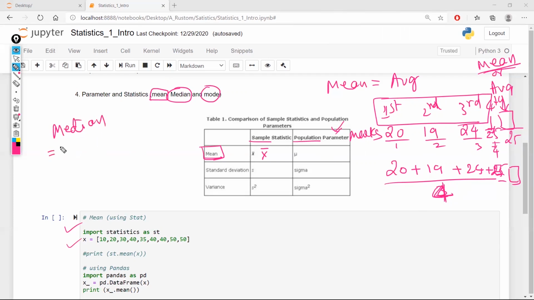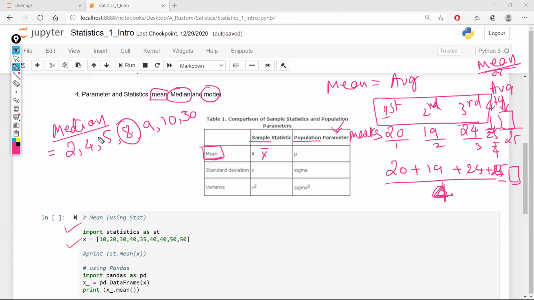Median is simply nothing but the center data. Suppose I have 2, 4, 5, 8, 9, 10, and one more, say 30. So what is the median here? It's basically about how many data points we have: 1, 2, 3, 4, 5, 6, 7. So the median is going to be 8, the center data. That is going to be my median.